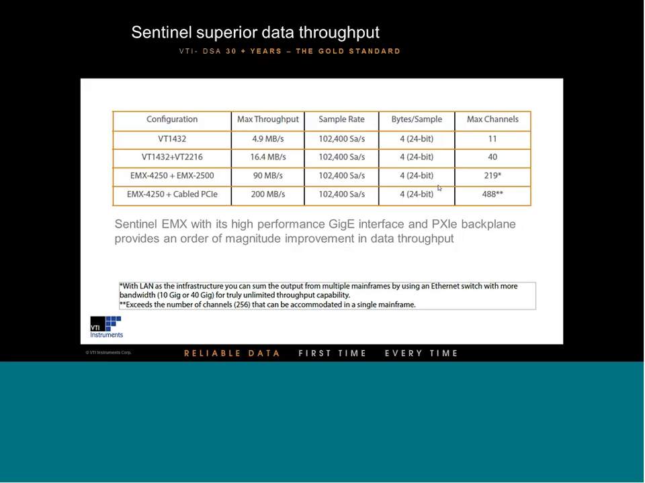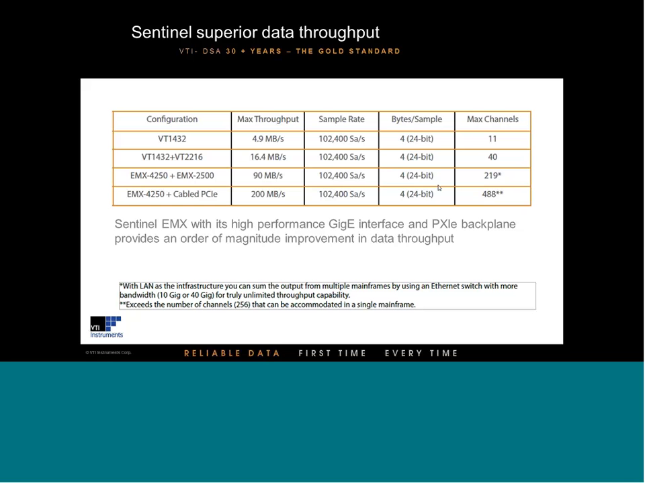Using the 1432B's maximum sample rate and 24-bit data, you'll see that the maximum number of channels that we could continuously throughput was 11. We also had the ability with the VXI hardware to use a throughput disk. So using our VT2216 throughput disk, we were able to increase the data throughput up to about 16 megabytes a second. But you'll see we've only increased our channel throughput up to about 40 channels.